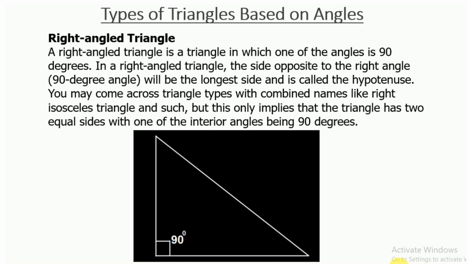Right angled triangle. A right angled triangle is a triangle in which one of the angles is 90 degrees. In a right angled triangle, the side opposite the right angle, which is 90 degrees, will be the longest side and is called the hypotenuse. You may come across triangle types with combined names like right isosceles triangle and such, but this only implies that the triangle has 2 equal sides with one of the interior angles being 90 degrees.